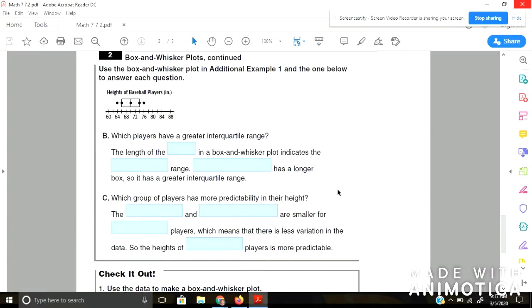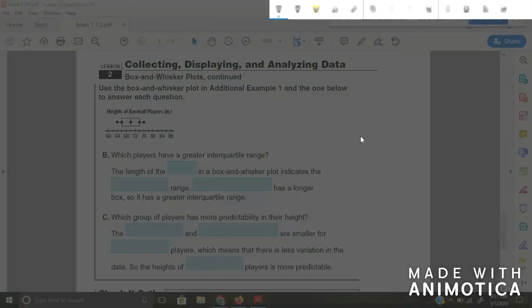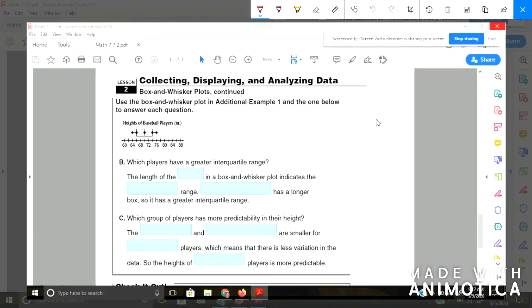Let's look at some other data. Go ahead, flip the page. Continues on the next page. What else can we say about the comparison of the basketball players to the baseball players? Well, letter B says, which players have the greater interquartile range? The interquartile range is the difference of the upper and the lower quartiles. It tells how spread our data is around the median.